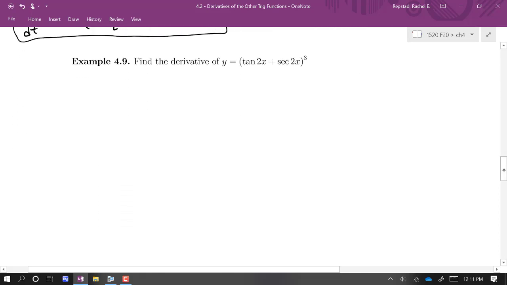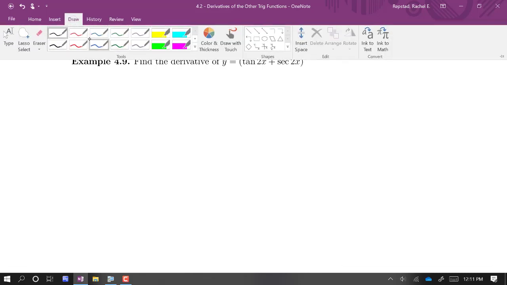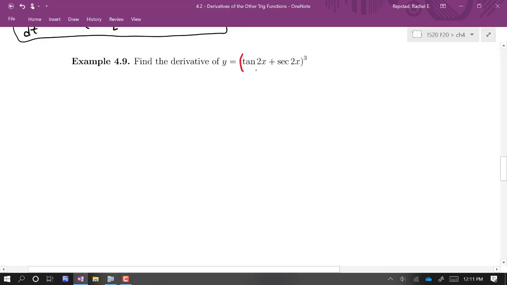Okay, let's do another one now. We're going to find the derivative of this function, y equals tan 2x plus secant 2x all cubed. So this one I think is pretty clearly recognizable as a stuff to a power, right? That's definitely a power rule derivative. That's its overall structure. That's the outer layer of this function. So that governs how I start taking the derivative. And let's just begin that process.